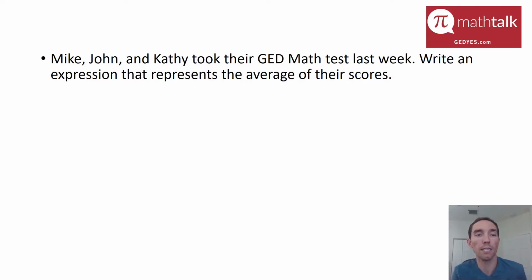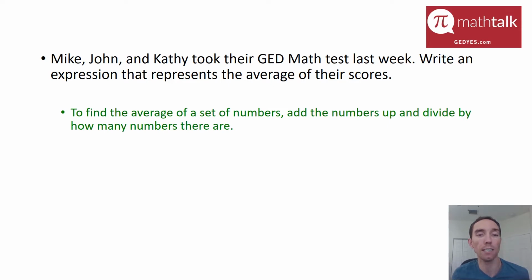So we have a question that says, Mike, John, and Kathleen took their GED math test last week. It asks you to write an expression that represents the average of their scores. So obviously knowing how to find the average is going to be key here. And how to find the average is you take your set of numbers, you add them up, and then you divide by however many numbers there are.